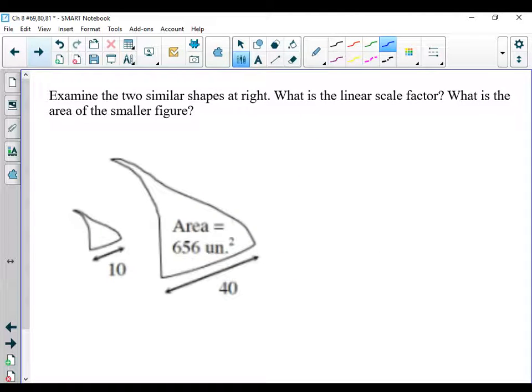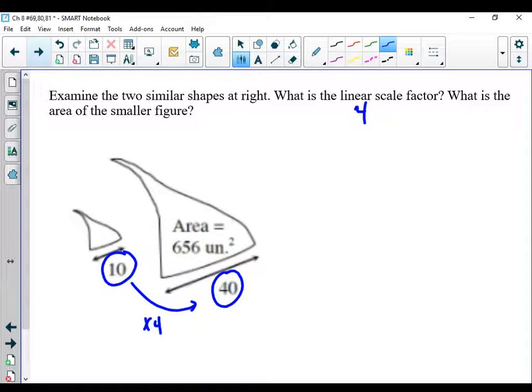All right, let's see this next figure. This time, again, we know that the shapes are similar. They want to know a couple things: what's the linear scale factor, and what's the area of that smaller figure. Well, let's start with the linear scale factor. Again, it's an irregular shape, but they did tell me that the length here was 10, and the length here was 40. So I know that my scale factor is going to be 4, because we multiply by 4 to get to that new length.